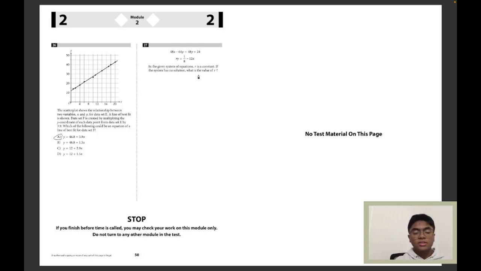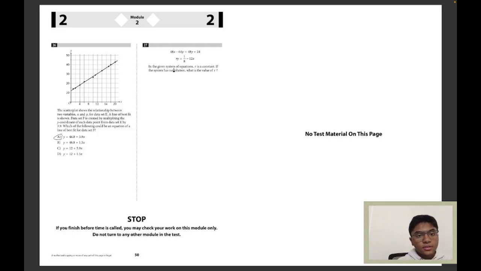In the given system of equations, r is a constant. If the system has no solution, what is the value of r? So as you can see here, no solution, right? What that means is that you have to have the same slope but a different constant, because what they want you to get is parallel lines. In parallel lines they're never going to intersect, so you have no solution. So let's get that here.